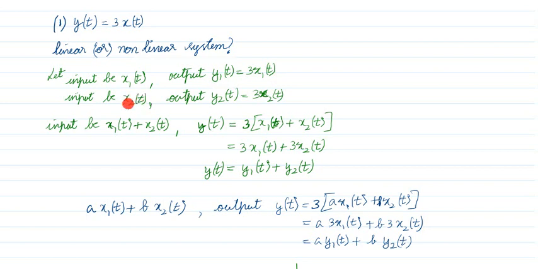Similarly, next I give the input x2. So the output y2 is equal to 3 times x2. Now I am combining both the inputs.